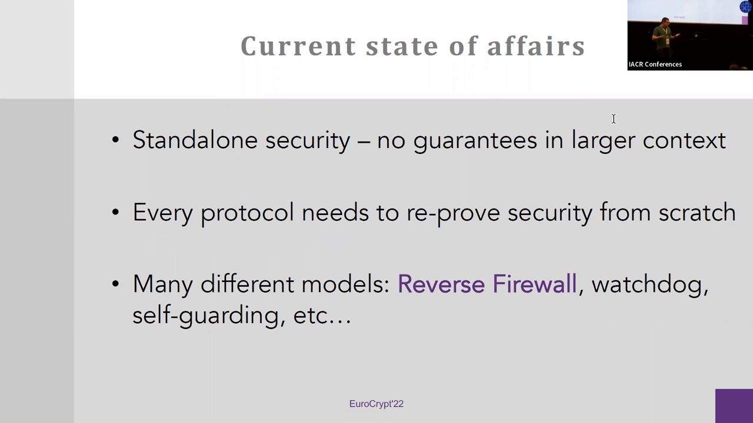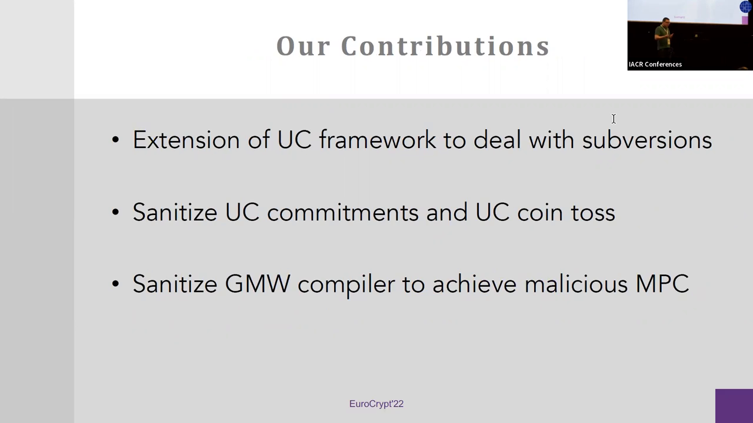The current state of affairs in this area is that we have many different models, but all of them have the problem that they only imply standalone security. So if you want to build a larger protocol composed of smaller parts, the current models don't allow you to show security in this case of composition. So what we do here is we extend the universal composition framework of Canetti to accommodate for subversion.